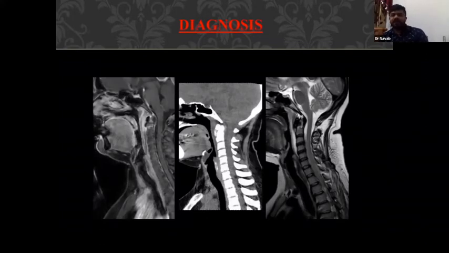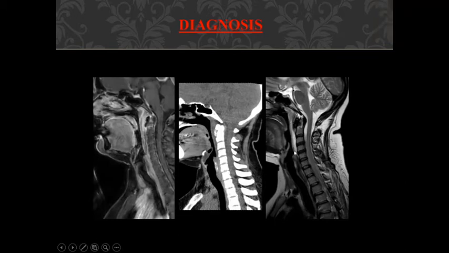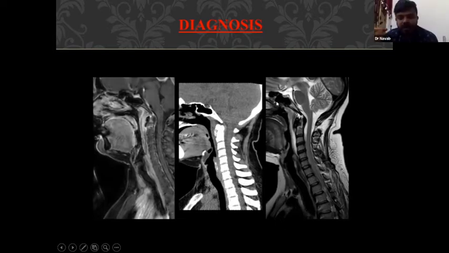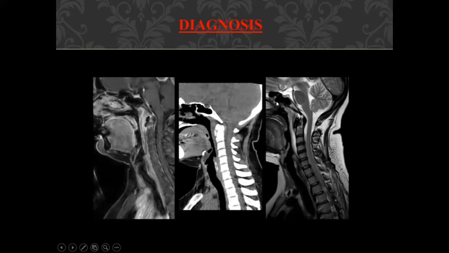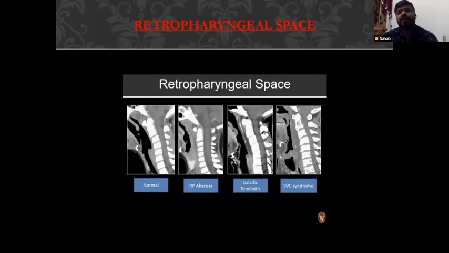It's a companion case. What do you see in this? In this case also, on T2 weighted, you can see some fluid in the retropharyngeal space. Can you see that minimal fluid? But it's not widened. So, what are the causes of retropharyngeal space widening? You can see a retropharyngeal abscess, like our last case. Then you can see calcific tendinitis.